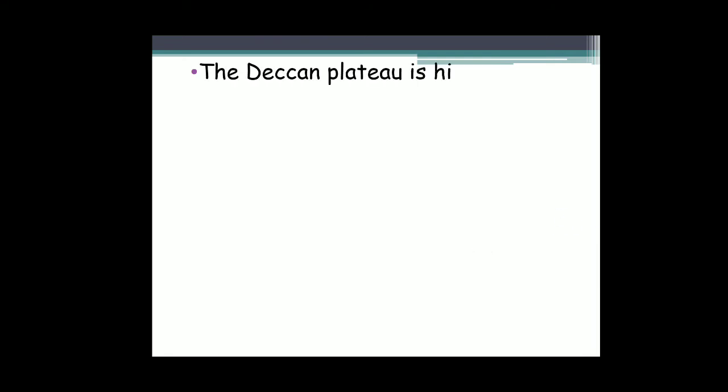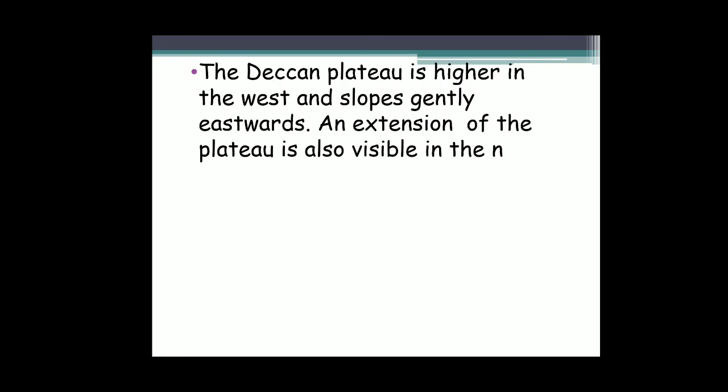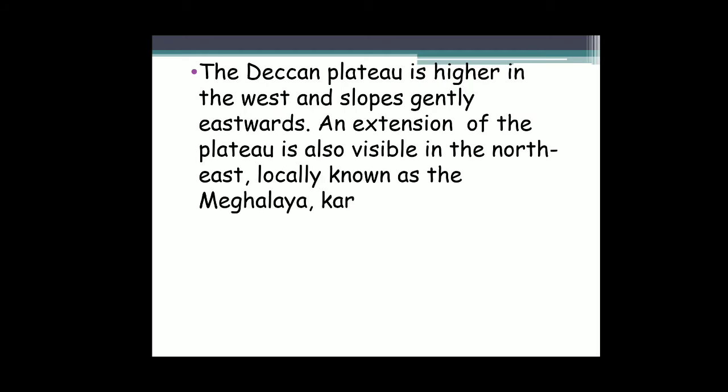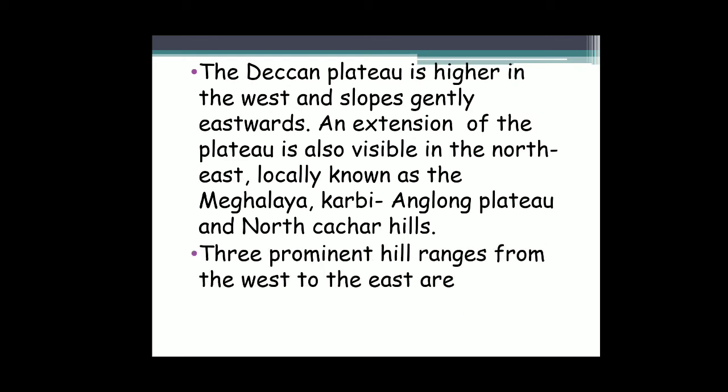The Deccan Plateau is higher in the west and slopes gently eastward. An extension of the plateau is also visible in the northeast, locally known as the Meghalaya, Karbi Anglong Plateau, and North Cachar Hills. Three prominent hill ranges from the west to the east are the Garo, the Khasi, and the Jaintia. So these are the features of Deccan Plateau.